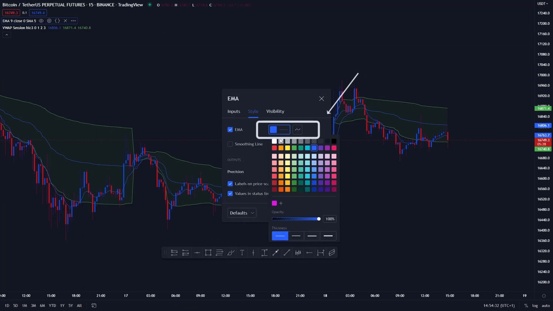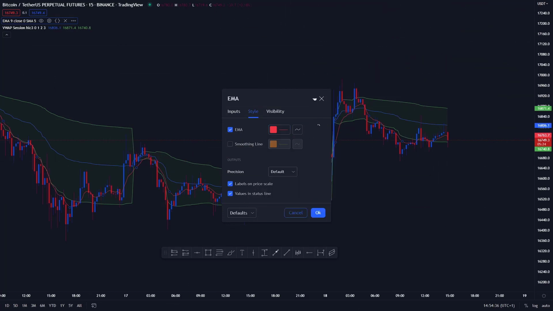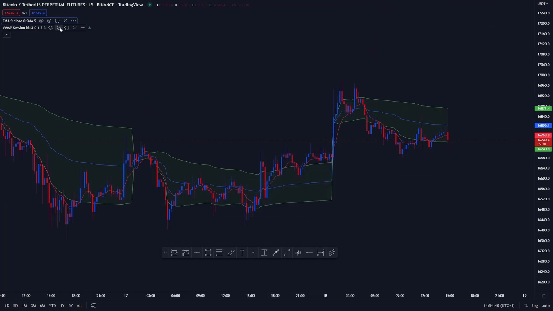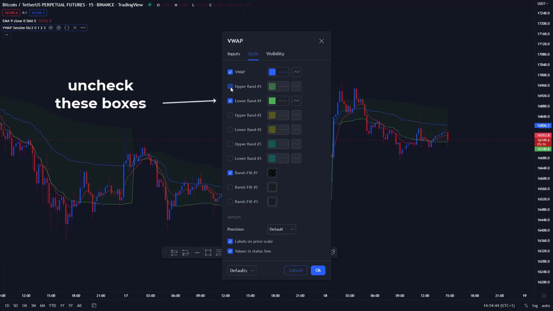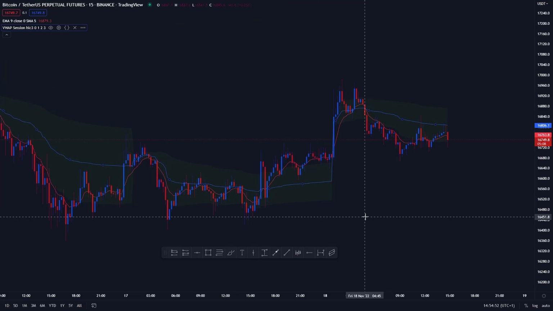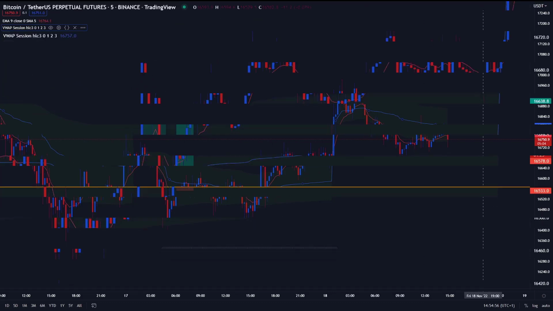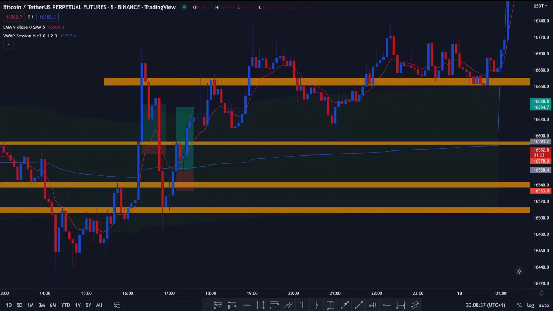Next, we go to the settings of the EMA and change the color from blue to red. We also change the VWAP setting by unchecking the boxes of the bands. We are now ready and prepared to execute the technique. We will start by taking an example of a long position.